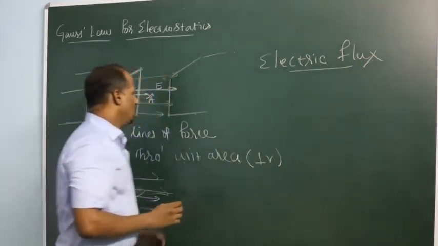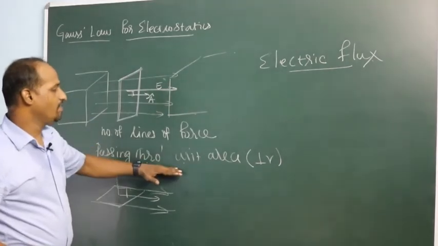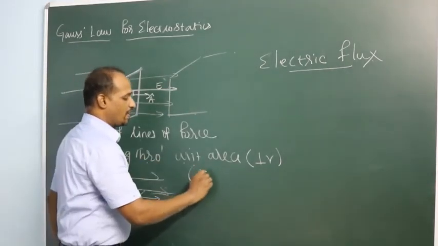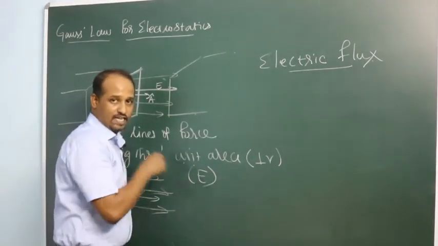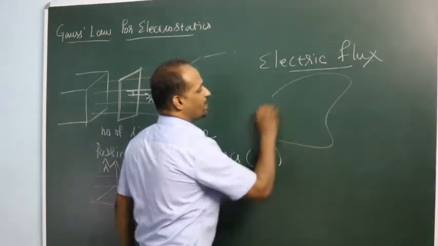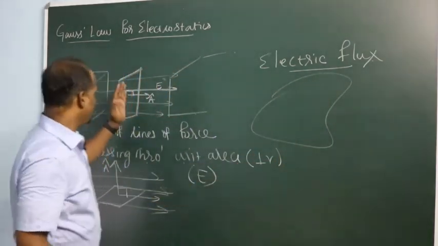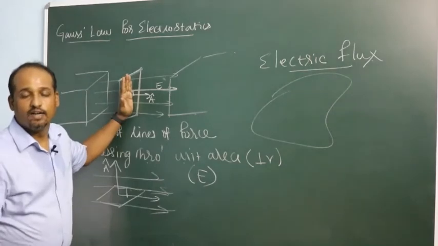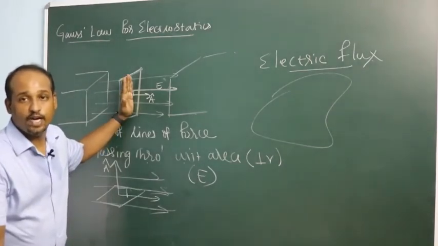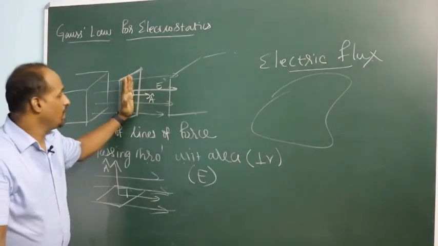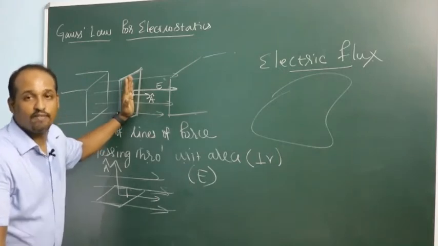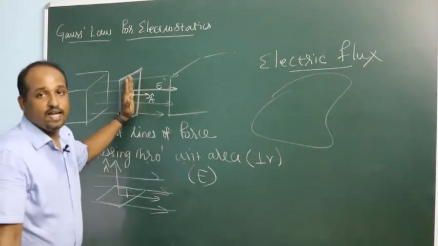For a 1 meter square area, the number of lines of force passing through is called electric field intensity, or E. Suppose a 2 meter square area is kept in place of this, then the number of lines of force will be 2 times E. If you keep an A meter square area, the number of lines of force passing through this will be A times E.